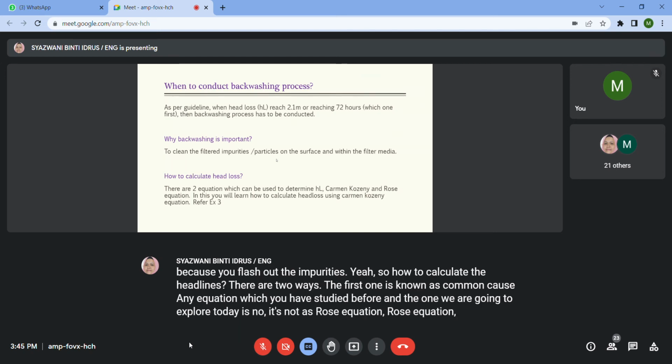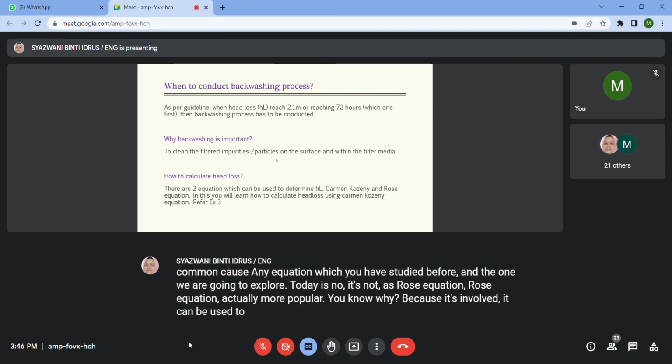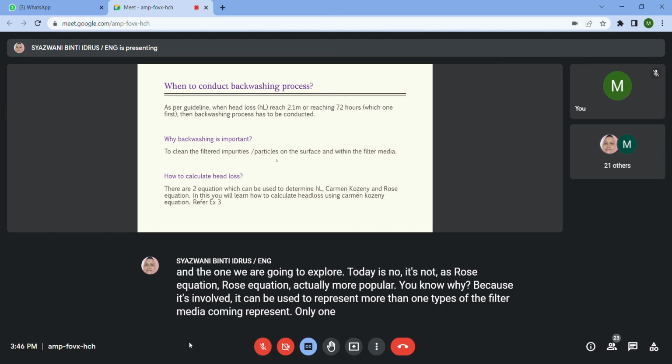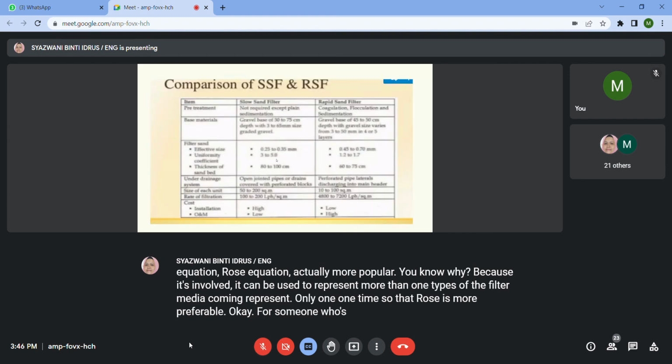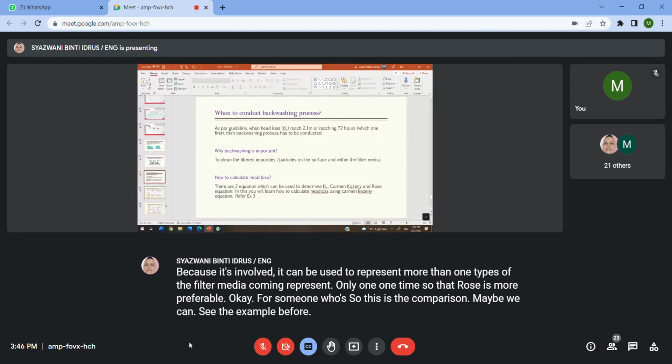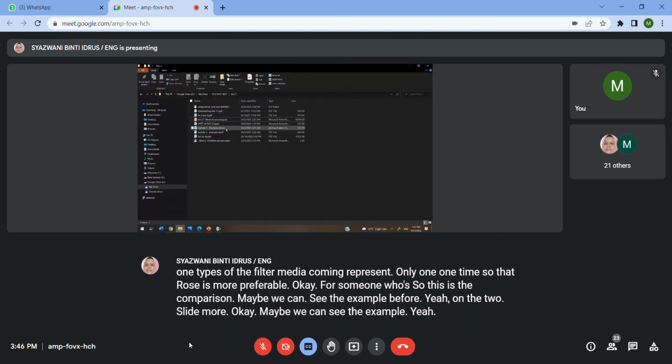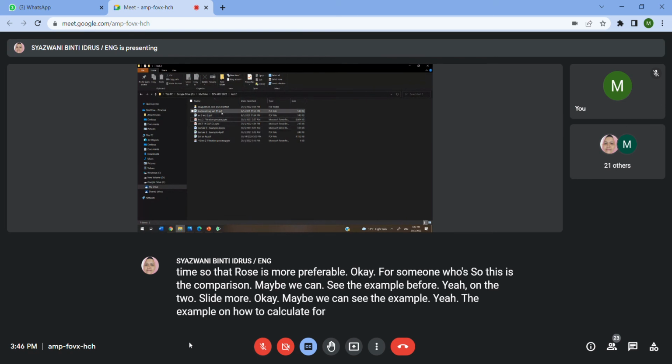The Rose equation is actually more popular. You know why? Because it can be used to represent more than one type of filter media. Carman-Kozeny represents only one type. So Rose is more preferable. Okay, persamaan Rose. So this is the comparison. Maybe we can see the example two slides more.